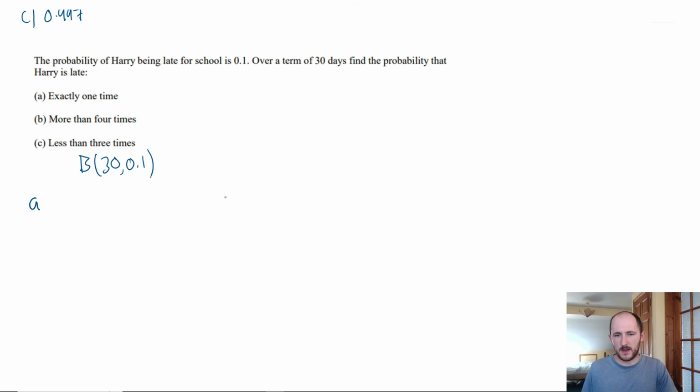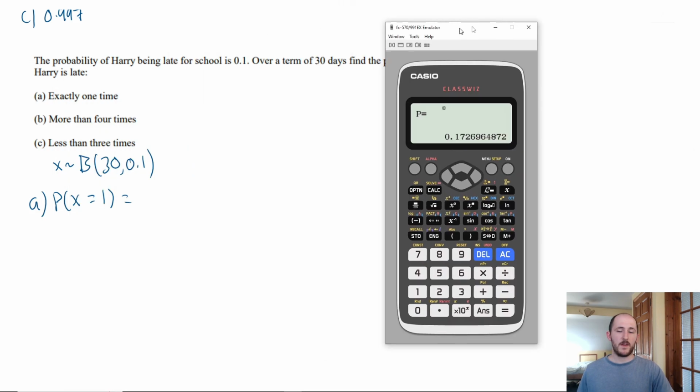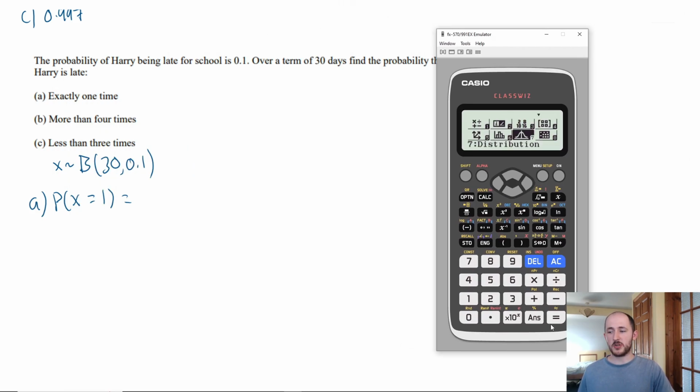So exactly one time, what does that look like? Well, that looks like the probability that, so I should probably put the X and the tilde, that X is equal to 1. So what we're going to use, take a second to think about it. If you guessed probability distribution, PD, then you are correct, because it's an exact number of values. It's exactly one time. So go down to binomial PD, or just choose that. Variable, because we know how many we want. So x is going to be 1, n is 30 now, and the probability of being late is 0.1.